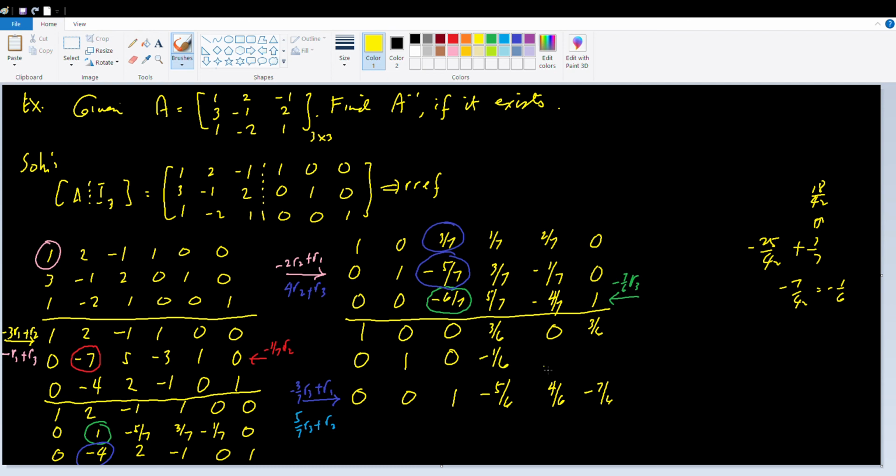Negative 1 over 6. Next, 5 over 7 times 4 over 6 gives us 20 over 42, plus negative 1 over 7, that is 6 over 42. 20 minus 6 is 14 over 42, or 2 over 6. Then 5 over 7 times negative 7 over 6 gives me negative 35 over 42, and then add it to 0, that is negative 35 over 42, or negative 5 over 6. Okay?